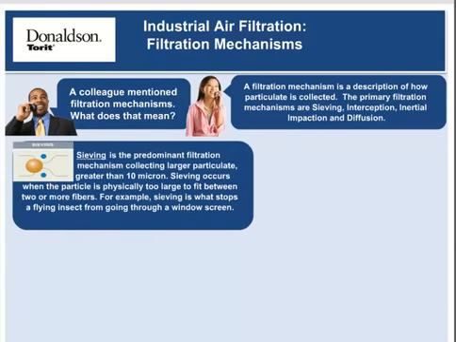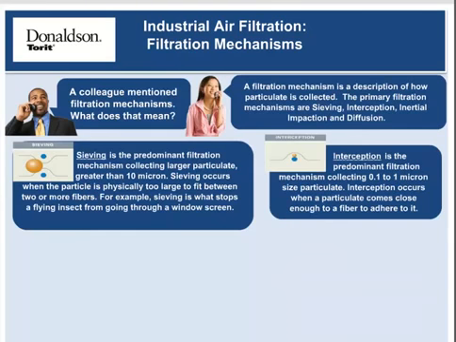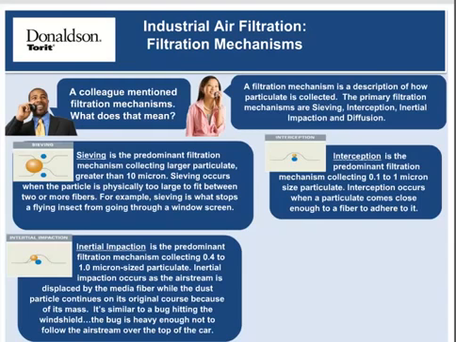Sieving is a predominant filtration mechanism collecting larger particulate, greater than 10 micron. Sieving occurs when the particle is physically too large to fit between two or more fibers. For example, sieving is what stops a flying insect from going through a window screen. Interception is the predominant filtration mechanism collecting 0.1 to 1 micron sized particulate. Interception occurs when a particulate comes close enough to a fiber to adhere to it.